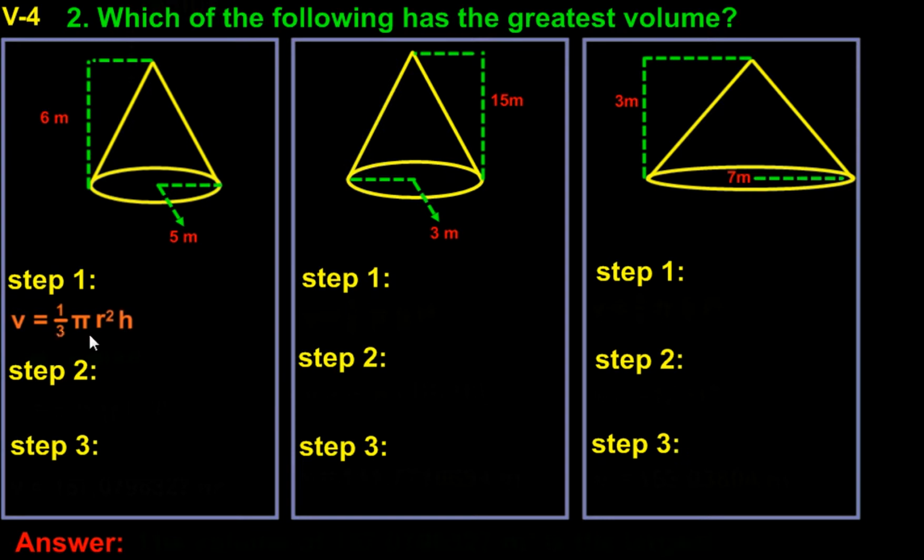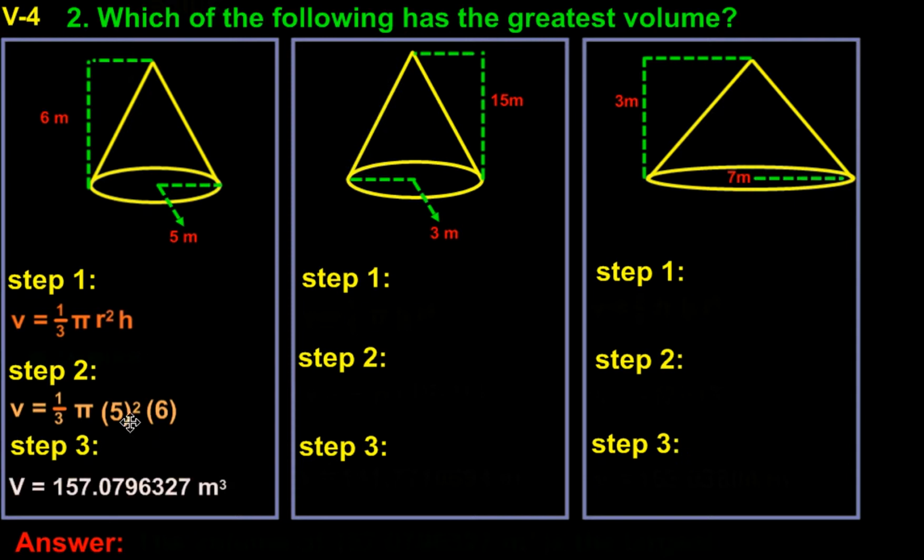V equals 1/3 pi r squared h. We see that we have a height of 6 meters and a radius of 5 meters, so we plug the height and the radius into the formula, and that's going to give us V equals 1/3 pi 5 squared times 6. And I'm choosing to do this as a complete answer with pi included. I'm not doing an exact. You could do the exact, and when you were finished with all 3 you'd still be able to determine which one has the greatest volume, so you could go either way.